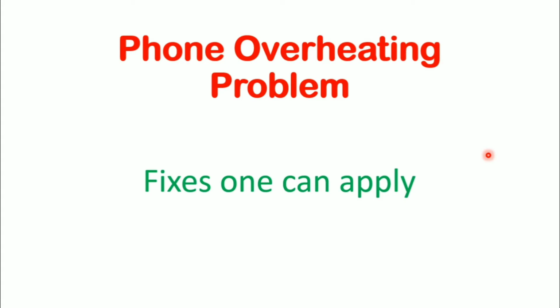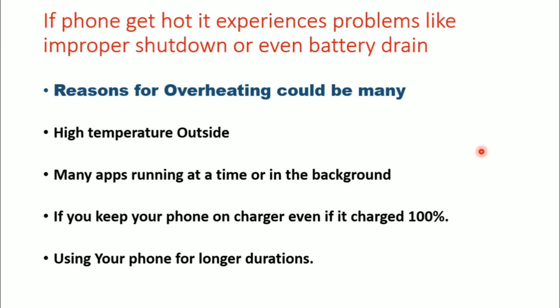Today we will talk about a very important problem which usually occurs with phones and how we can prevent it. That problem is the phone overheating problem, and what are the various fixes one can apply for that. Well, there are various reasons by which phone overheating can occur, and if you experience the problem, it can result in improper shutdown or even battery drainage as well. So there could be various reasons why overheating of the phone occurs.